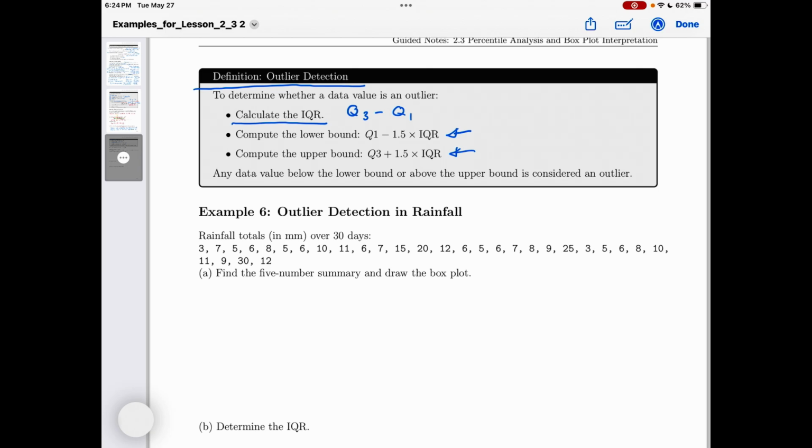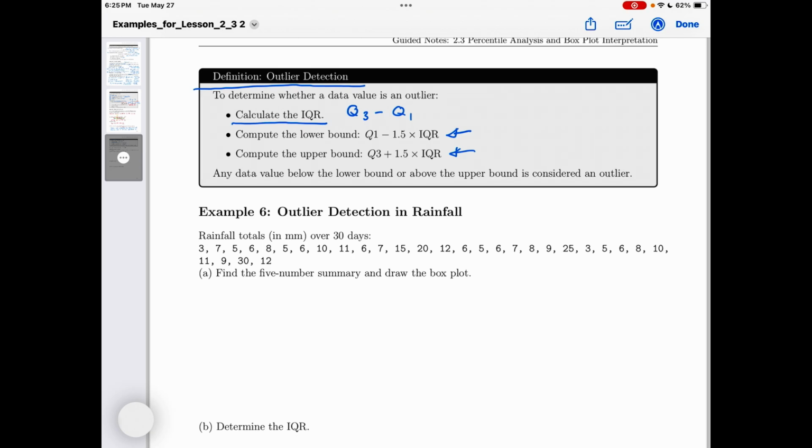Then you're going to compute the lower bound and the upper bound using these two formulas. If you have a data value in the data set that falls below the lower bound or above the upper bound, then it's outside what we would consider a normal range, and we would call that an outlier.